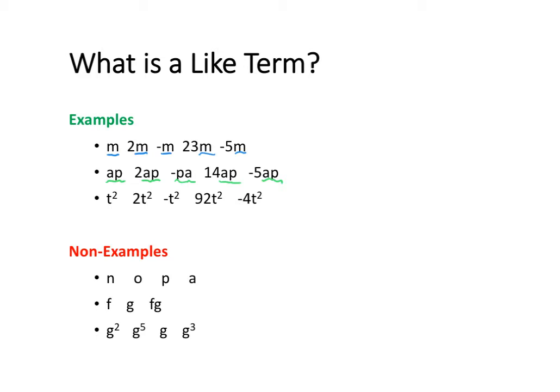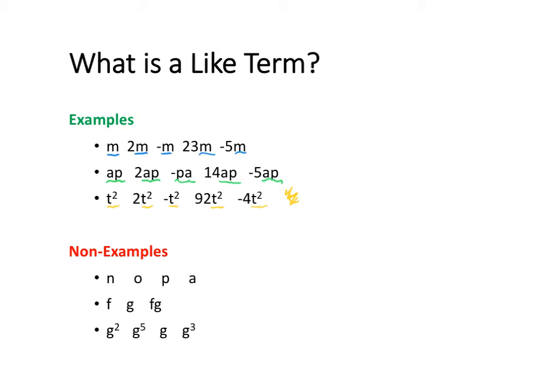So in our last line of examples, each term contains a T squared. Now, because each of them contains a T squared, they are like terms. If we had an example that only contained a T and not a T squared, then it would not be a like term with T squared. They've got to have the same power.